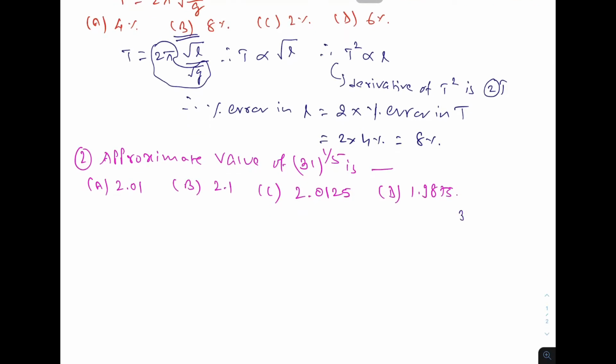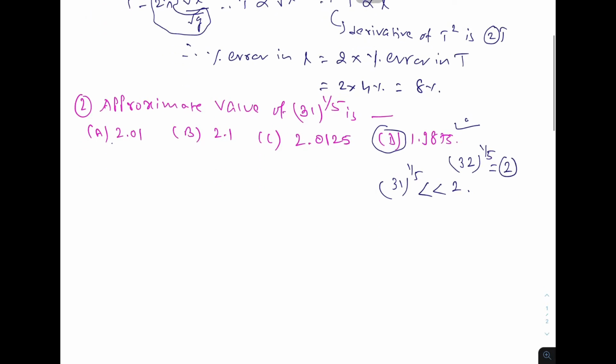We know 32 power 1 by 5 is 2, and now we are asked 31 power 1 by 5, so that must be very less than 2, near to 2 but less than 2. Among the options 2.01, 2.1, 2.0125, only one is less than 2. So very quickly, without doing anything, you can answer 1.9875. Of course we are solving the example, but sometimes you need to see this kind of thing also.